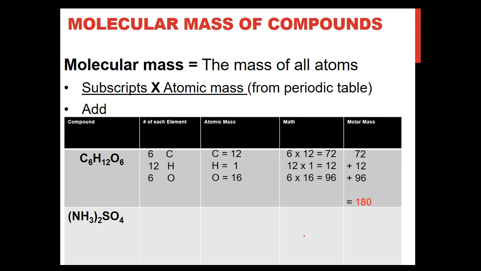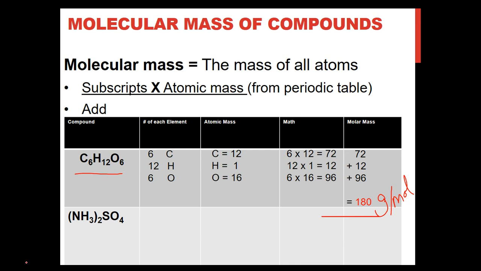The unit for this is going to be grams per mole. So what that means is if I had a mole, and I'll talk about a mole in the next lesson, if I have a mole of this compound, glucose, it will weigh on the scale 180 grams. So for every 1 mole of glucose, it weighs 180 grams. Okay, that's the unit for this.